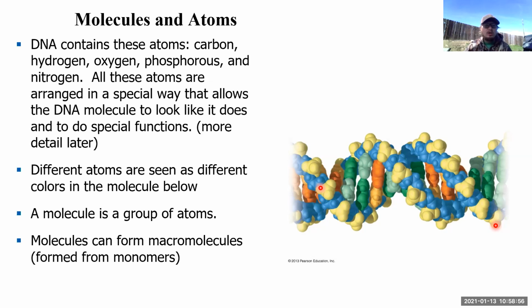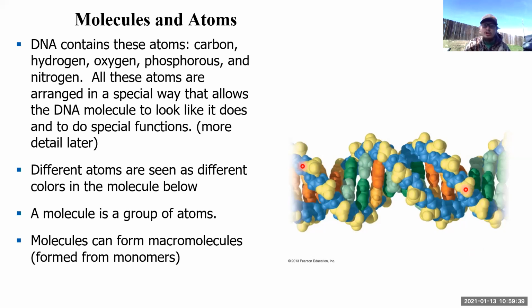And all of those atoms can be arranged in a lot of different ways. If we look at a DNA molecule, DNA contains carbon, hydrogen, oxygen, phosphorus, and nitrogen, and they're arranged together in this form to where you get that double helix pattern, okay? That DNA shape. So all of these individual atoms can be put together to make a DNA molecule. Atoms make molecules. A molecule is a group of atoms.